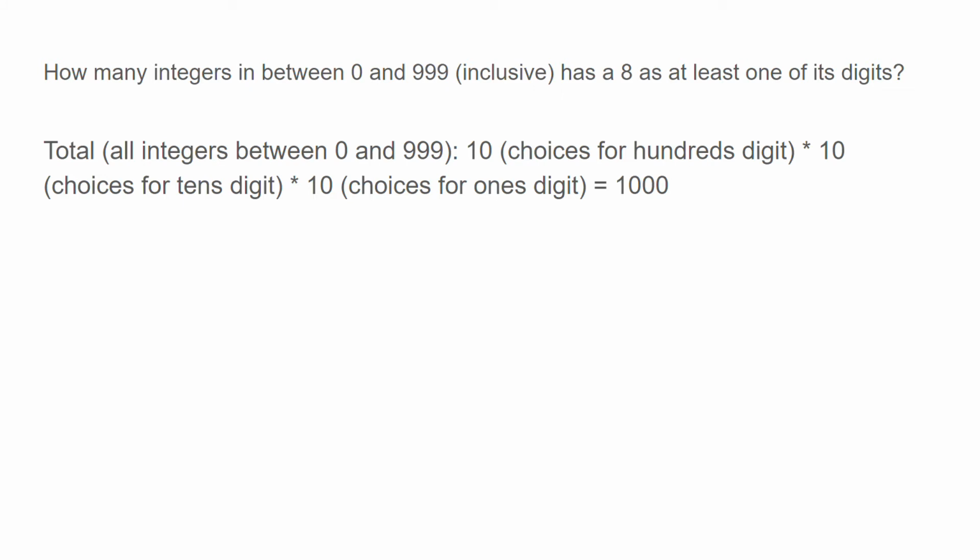So the total number of integers between 0 and 999 is 10 choices for the hundreds digit times 10 choices for the tens digit, and finally 10 choices for the ones digit. And if we multiply all that, we get 1,000.